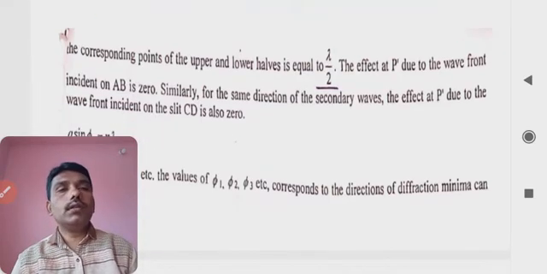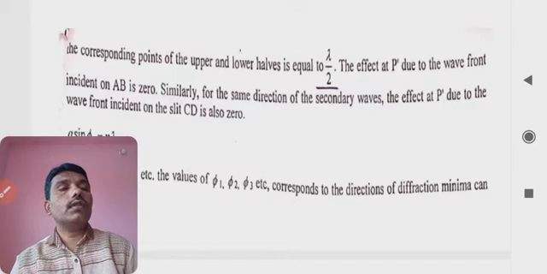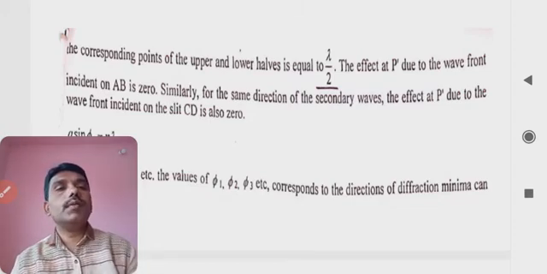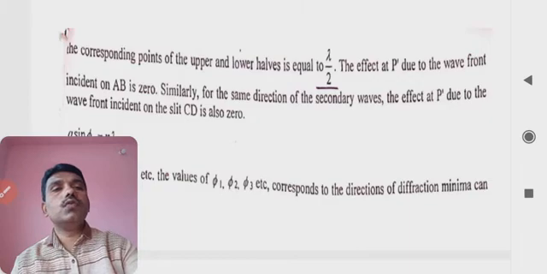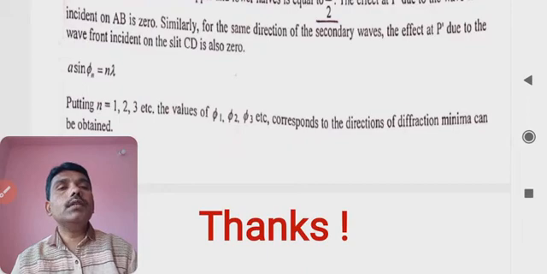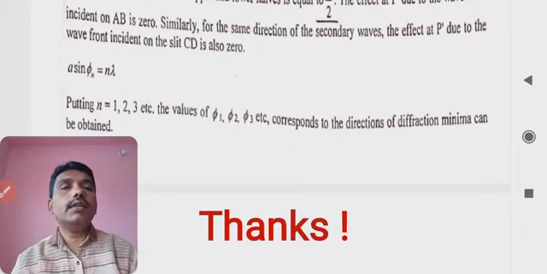Similarly, the same will be the case for CD, that is, for the direction of the secondary waves, the effect at P dash due to the wavefront incident on CD, from where light passes through the two slits AB and CD as we said, is also 0. And that's why, whatever the sign of phi, we can calculate in that case.